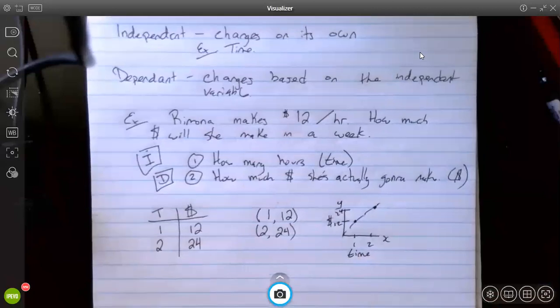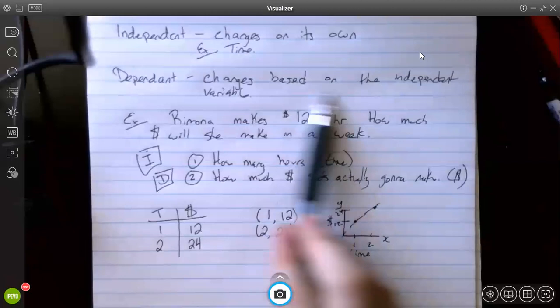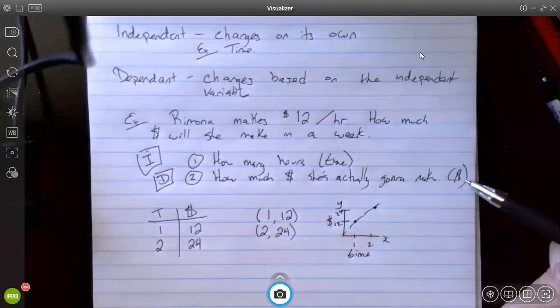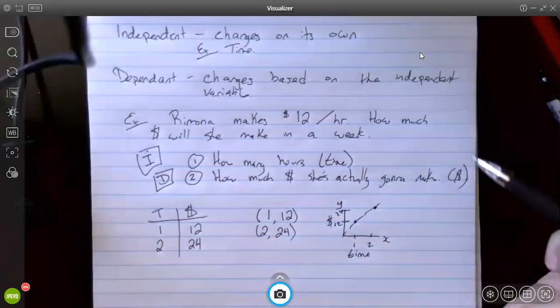Just make sure that if possible, you do always identify your independent and dependent variable. Sometimes if they're both words, you might not have one. So if both of your sets of terms are words, don't worry about this too much. But if they're both numbers, like this example here, where you can represent time as a number and you can represent money as a number, then you want to make sure that you're identifying your independent and dependent variables.